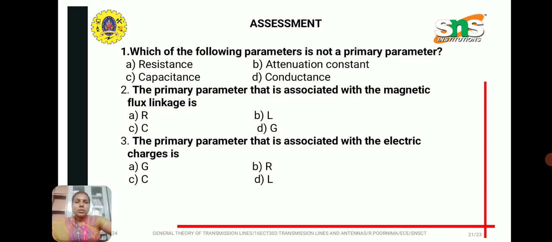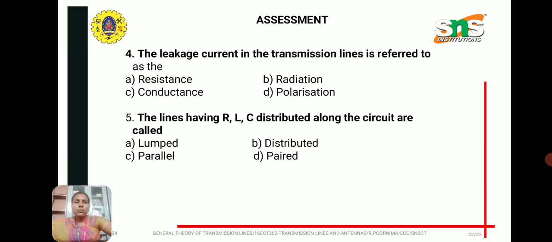So let's take the assessment. Which of the following parameters is not a primary one? The answer is B, attenuation constant. The primary parameter that is associated with magnetic flux linkage: the answer is B, that is inductance. The primary parameter that is associated with electric charges: the answer is capacitance, so C. Leakage current is referred to as conductance, C. The lines having R, L, C distributed along the circuit are called distributed, so it is B.